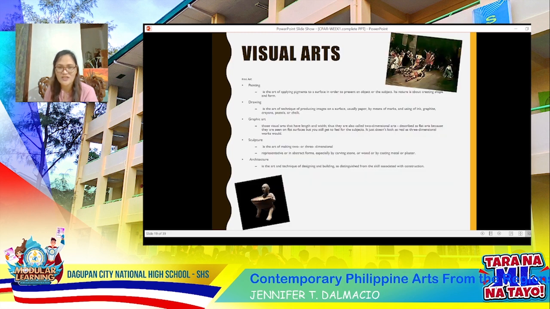Now, under fine arts, we have painting, drawing, graphic arts, or those visual arts that have length and width. Thus, they are also called two-dimensional arts, described as flat arts because they are seen on flat surfaces, but you still get to feel the subject. It just doesn't look as real as three-dimensional would do.